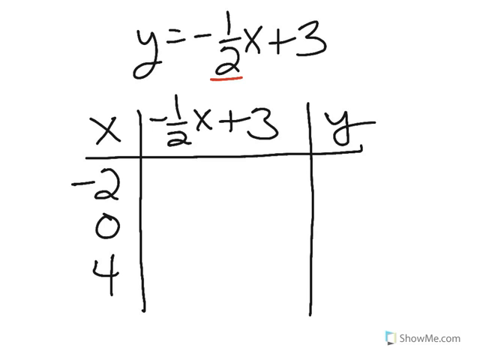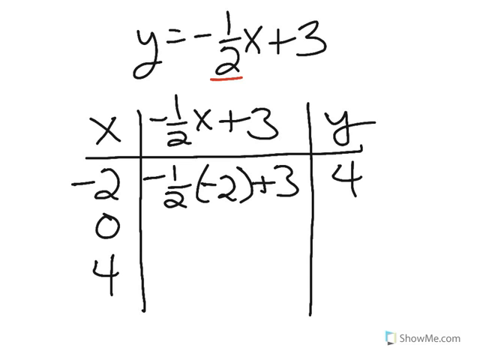So let's put negative 2 in. We're going to take negative 1/2 times negative 2, and then add 3. Well, negative 1/2 times negative 2, that's a negative times a negative, which is a positive, and half of 2 is 1. So we have positive 1 plus 3, which is 4.